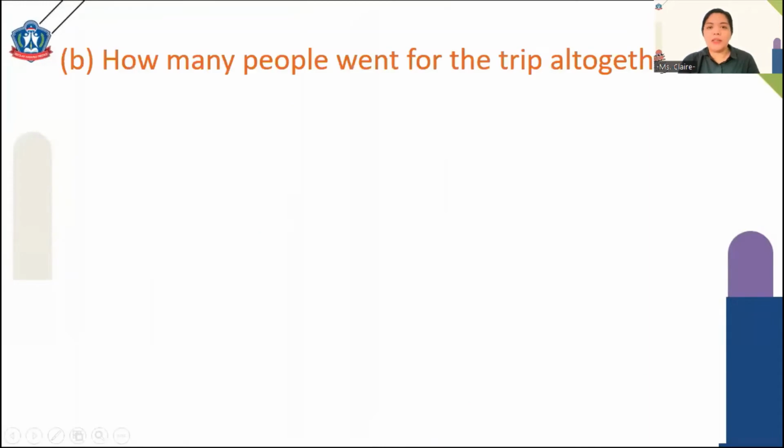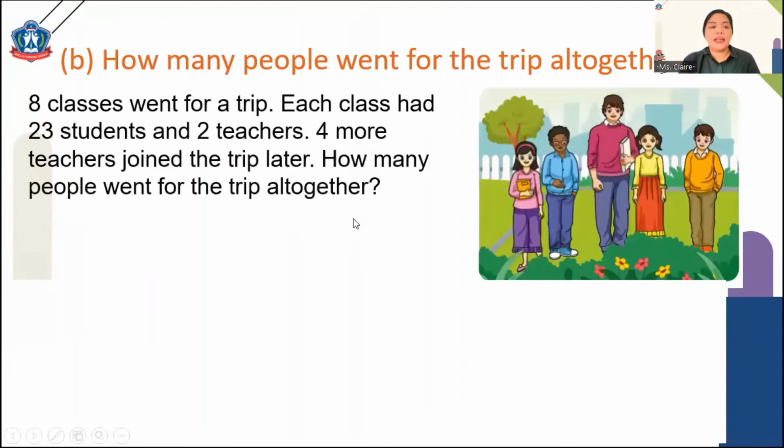I have here another problem. How many people went for the trip altogether? Take a look. 8 classes went for a trip. Each class had 23 students and 2 teachers. 4 more teachers joined the trip later. How many people went for the trip altogether? So how are we going to solve this problem? Take a look here.